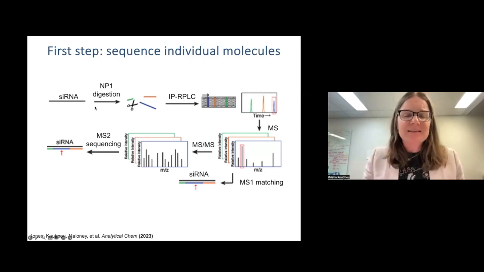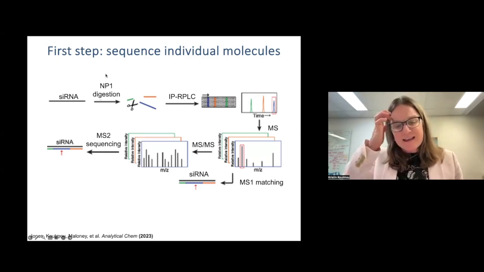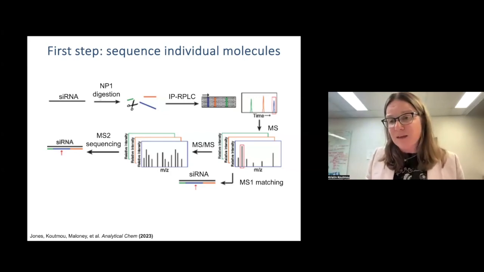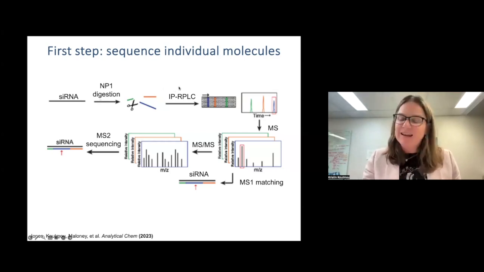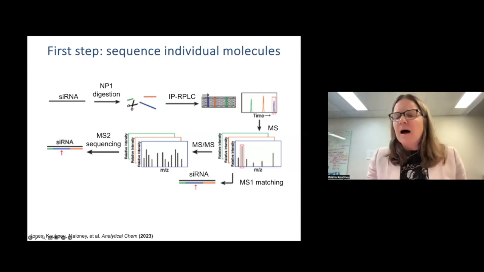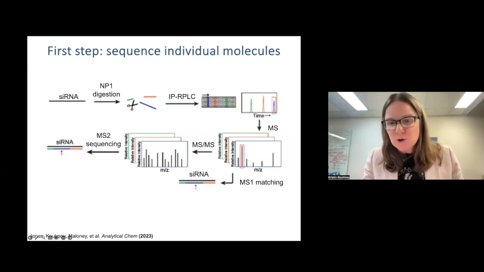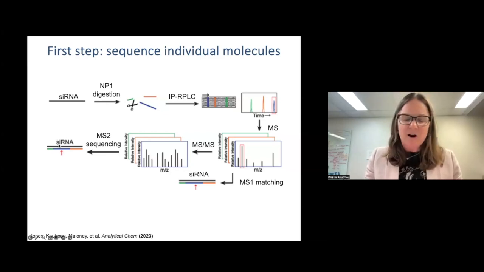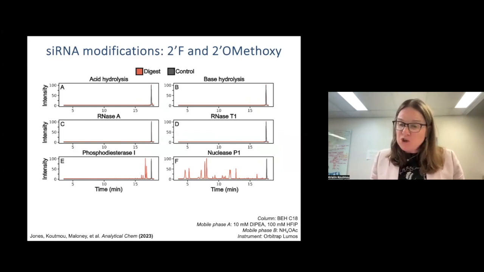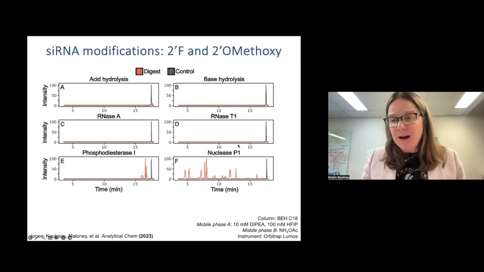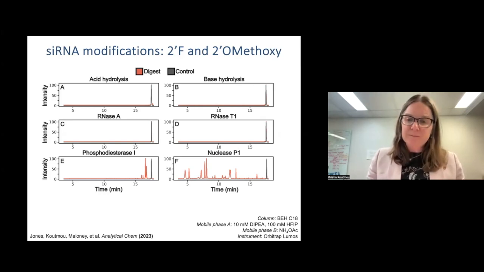So Josh optimized some digestion platforms for siRNAs that contained 2' fluoro and 2' methoxy groups, which are commonly found in these siRNA therapeutics. He used an ion pairing reagent and subjected his fragments to MSMS in an Orbitrap Lumos instrument and was able to sequence siRNAs. As you can see, he tried a variety of different partial degradation schemes and eventually hit on nuclease P1 being the most robust way to chop up these highly modified molecules.